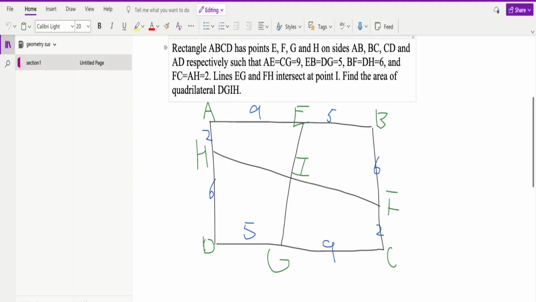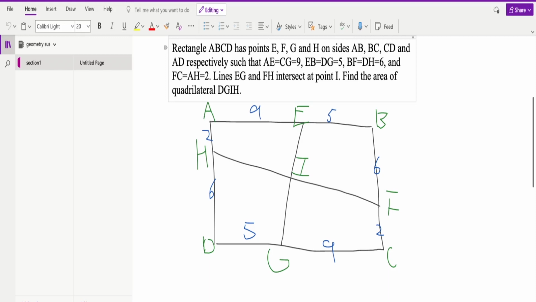We have rectangle ABCD, which has points E, F, G, and H on sides AB, BC, CD, and AD respectively, such that AE equals CG equals 9, EB equals DG equals 5, BF equals DH equals 6, and FC equals AH equals 2. Lines EG and FH intersect at point I. Find the area of quadrilateral DGIH.